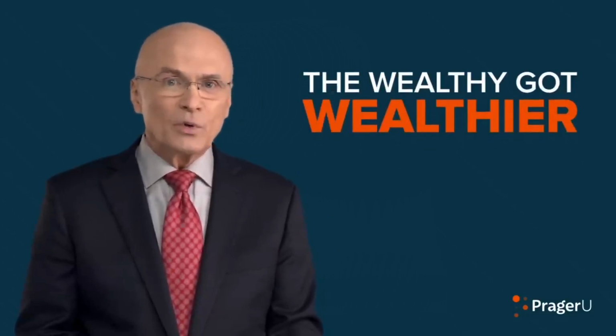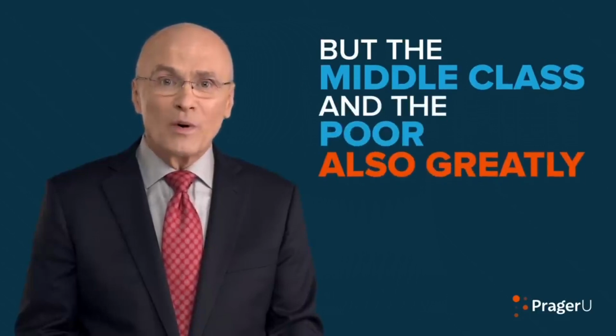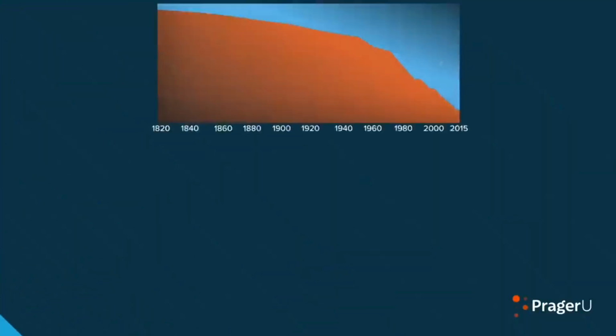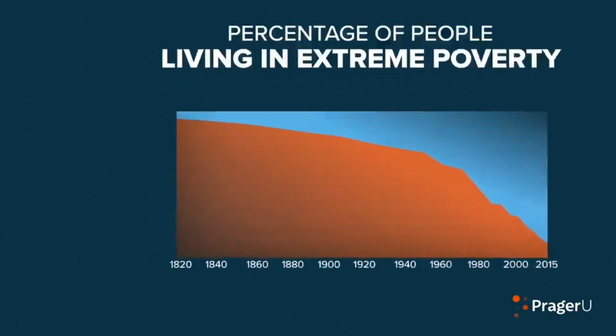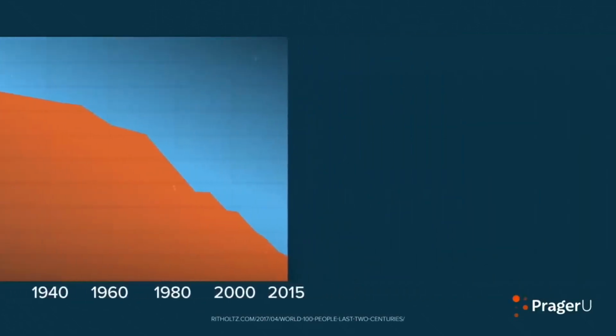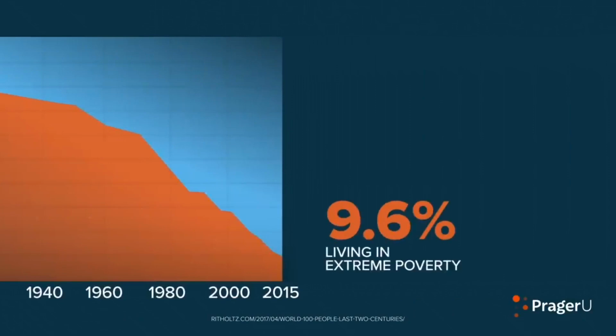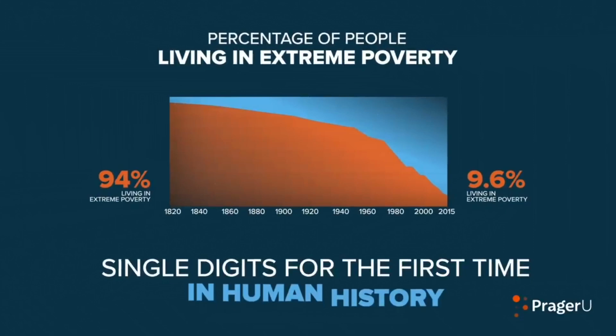That always happens when new wealth is created. But the middle class and the poor also greatly benefited. Here's another telling chart. This one is from the World Bank. In 1820, 94% of people lived in extreme poverty. Thanks to capitalism, by 2015, that number declined to 9.6%. Single digits for the first time in human history.